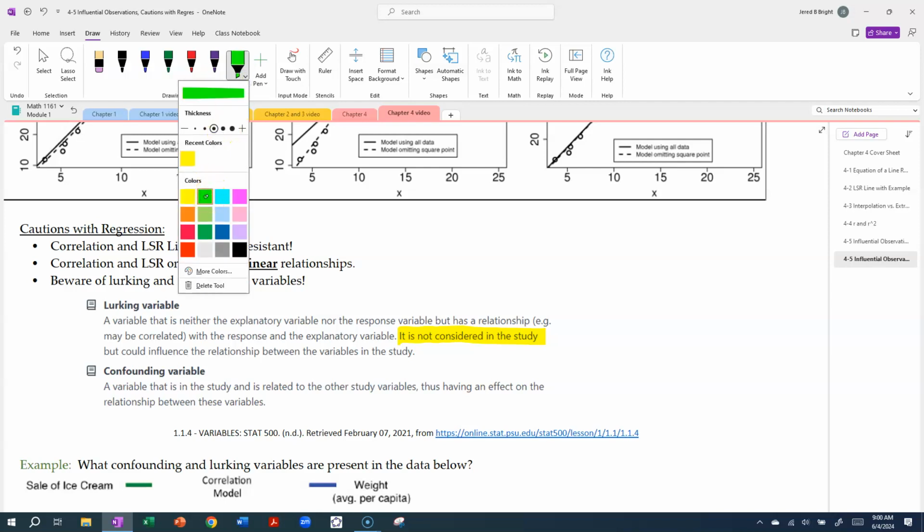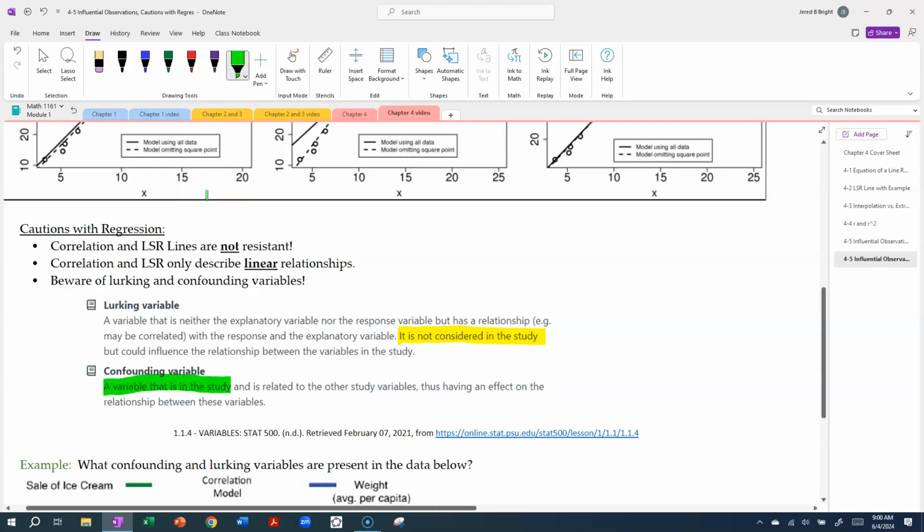Confounding, it is in the study, so that's the comparison, and it could have some impact on the variables. So that's the key difference: is it in the study or is it not? Because of that key distinction, these are not the same. You can't have the same variable being both confounding and lurking. And generally also the confounding variable messes with one of the explanatory and response variables, not both. That's just a general practice.